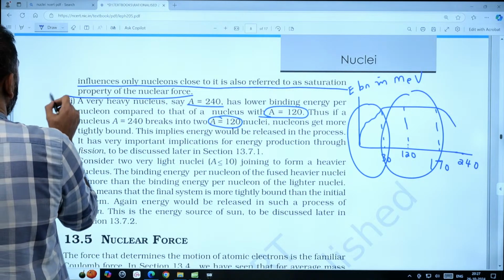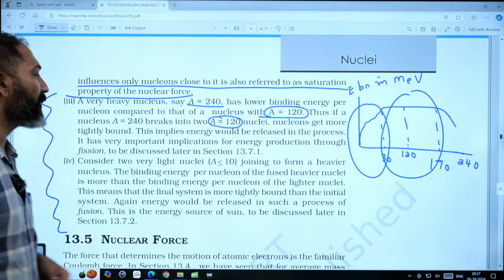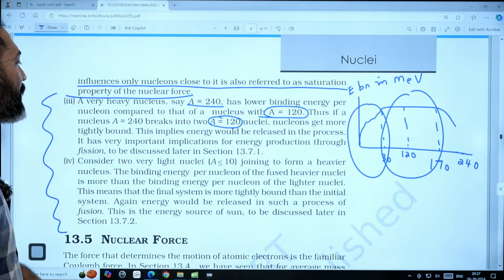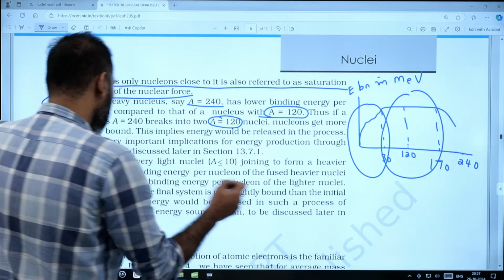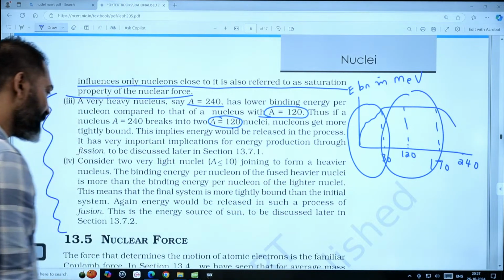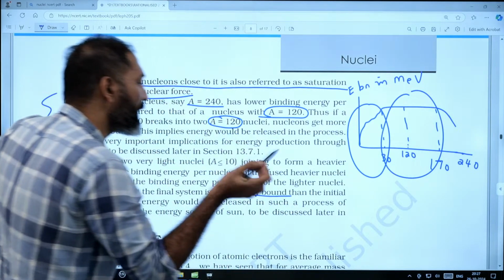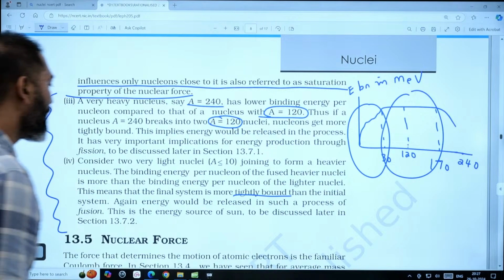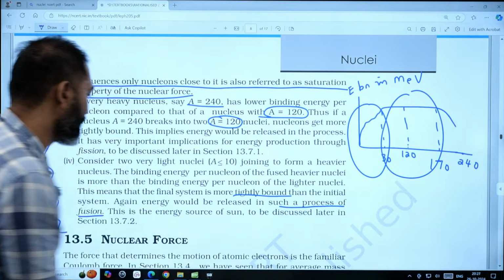Note down two paragraphs. Consider two very light nuclei, mass number less than 10, joining to form a heavy nucleus. The binding energy per nucleon of the fused heavier nucleus is more than the binding energy per nucleon of the lighter nuclei. This means the final system is more tightly bound, with more binding energy per nucleon than the initial system. Again, energy would be released in such a process of fusion.